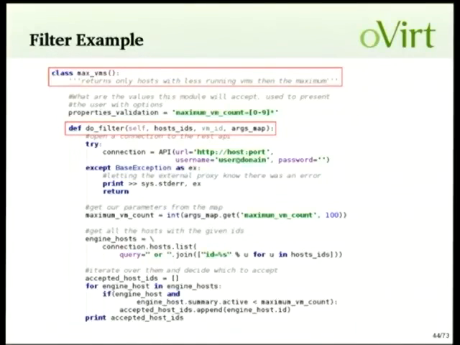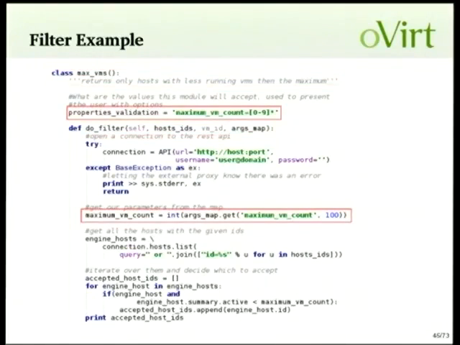So the first part is the class definition in Python. It defines the name of the filtering module. It also sets, like, if we have a weight module or a load balancing module, this will be the name of all those modules. And each kind of module is just a method that we need to implement with a set API. So in this case, the doFilter method accepts the host IDs, just a list of the hosts that it needs to filter out, and the VM ID that we need to run, and the custom arguments map that also can be sent from the engine, as we've seen, custom properties for the filter.